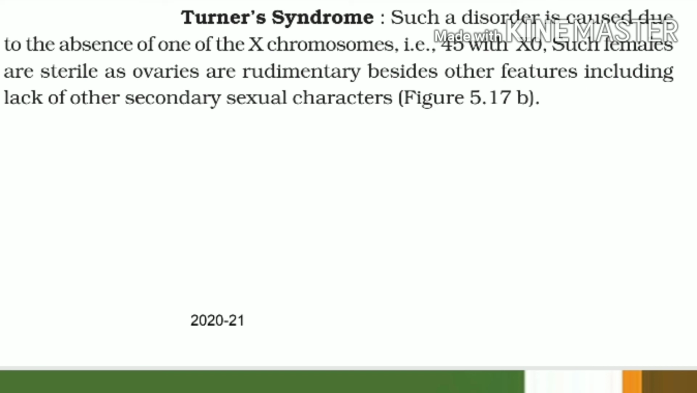That is, a person with Turner syndrome will be having 44 autosomes and one sex chromosome, or 45 with X0. Such females are sterile, as ovaries are rudimentary, besides other features including lack of other secondary sexual characters.